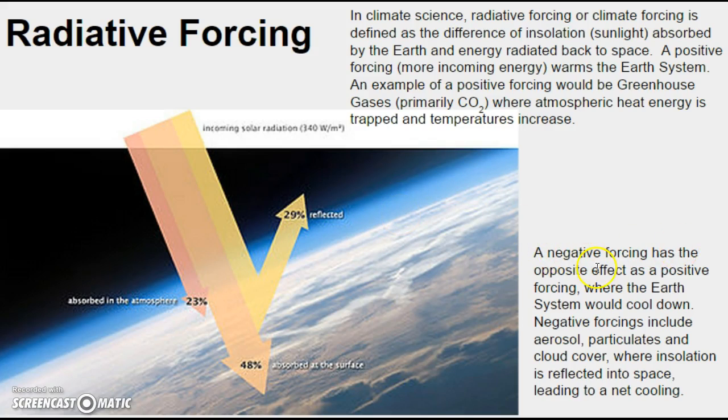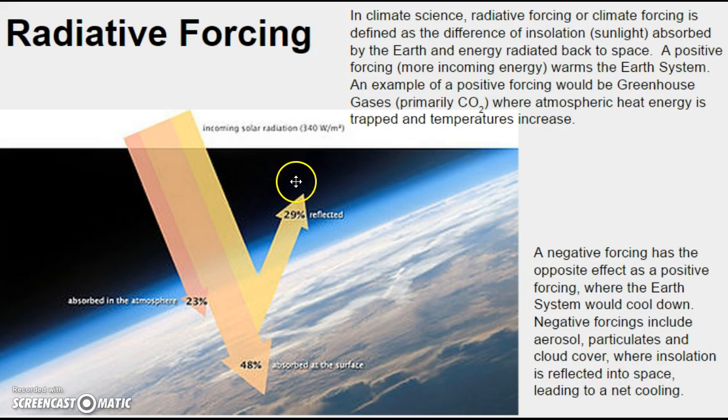A negative forcing has the opposite effect, where the Earth system would cool down. A negative forcing includes an aerosol. We've talked about particulates, and we'll look at that a little bit more here. Aerosols, particulates, and cloud cover cause insolation to be reflected back into space, leading to a net cooling.